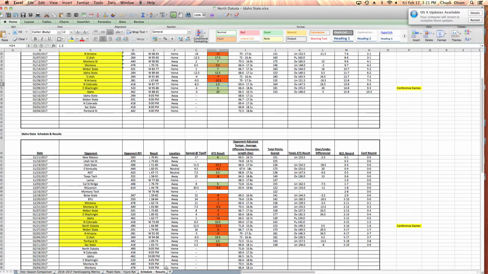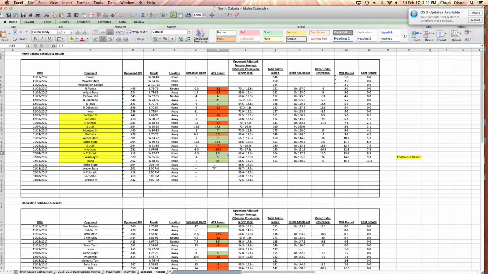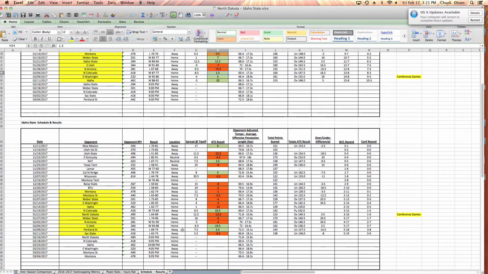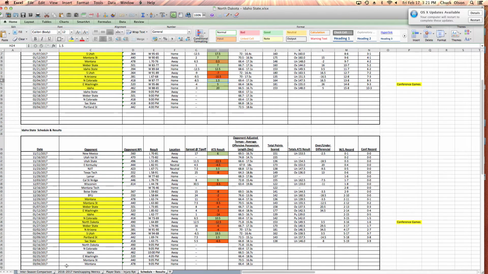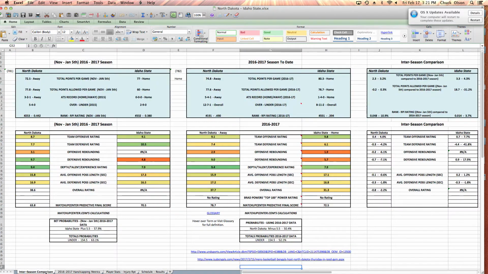Then we can go over to the schedule and take a look. The conference games are highlighted, and just looking at against the spread, we can see a lot of green here in North Dakota and a lot of red. Now, I would encourage you to go further into this and look at this deeply. I can tell you we are able to go through a game in 5 to 8 minutes and determine if we have what we like.